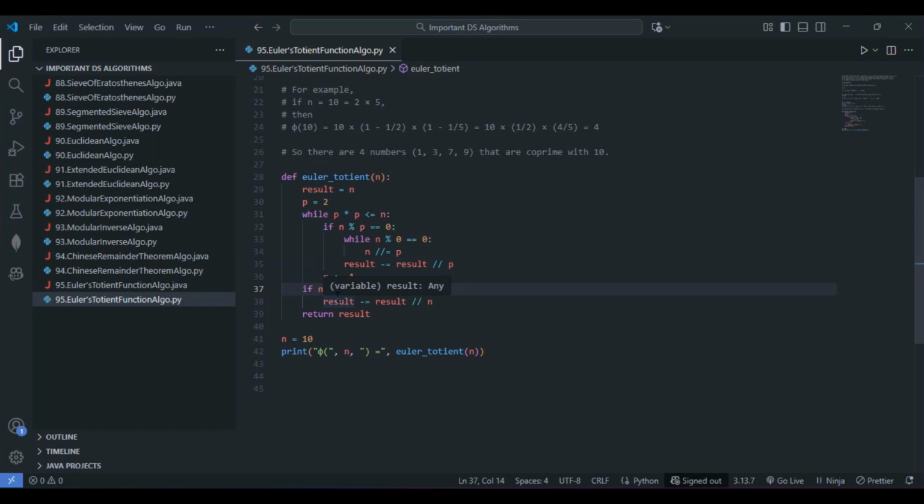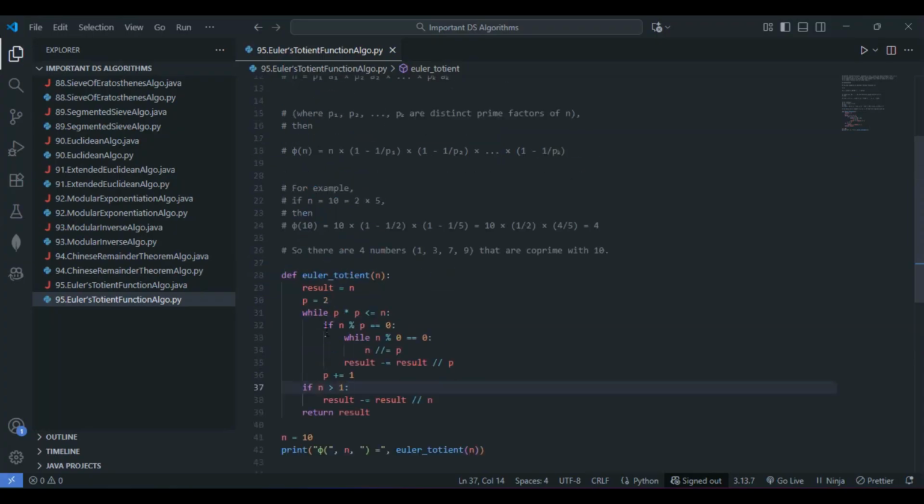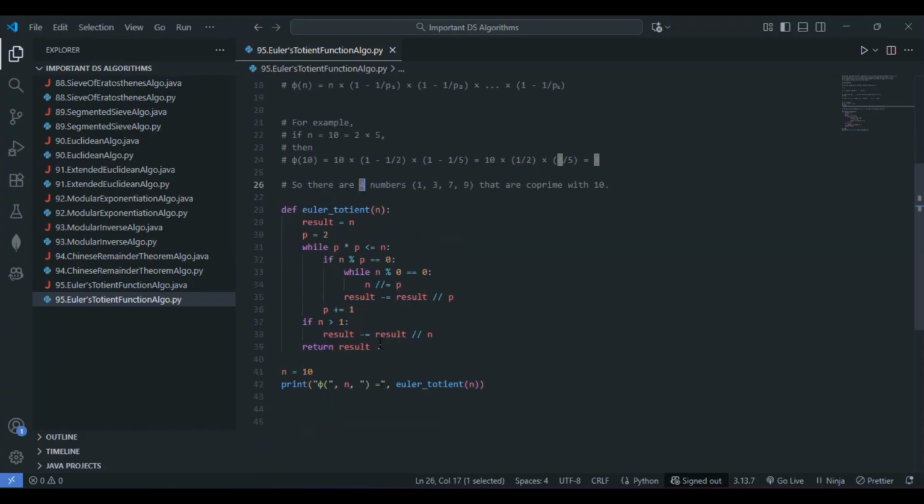So printing here, basically n equals 10. For n equals 10, we have to get the output 4, because the numbers coprime to 10 from 1 to 10 are 1, 3, 7, and 9. So we have to get 4 numbers, right? Overall, we are calculating how many numbers are present from 1 to 10 and displaying it as output. So totient of 10, we have to get the output 4 in simple terms, right?